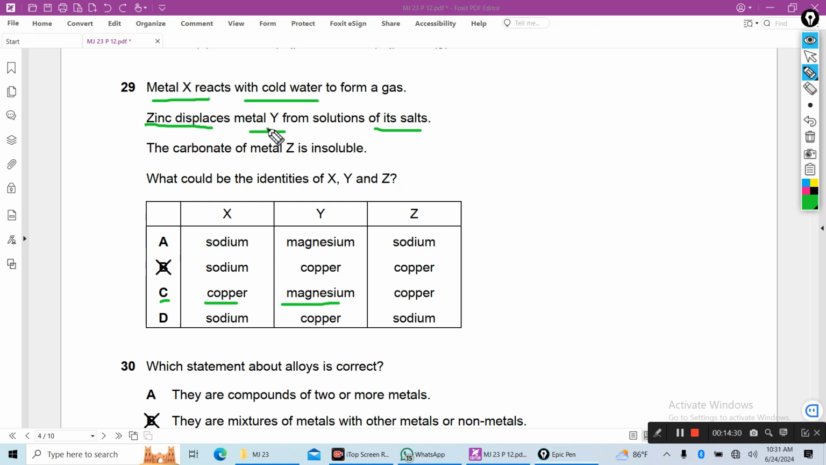Zinc displaces metal Y from its salt. Metal Y is copper, which is less reactive, so zinc is more reactive. This is true. C is wrong.